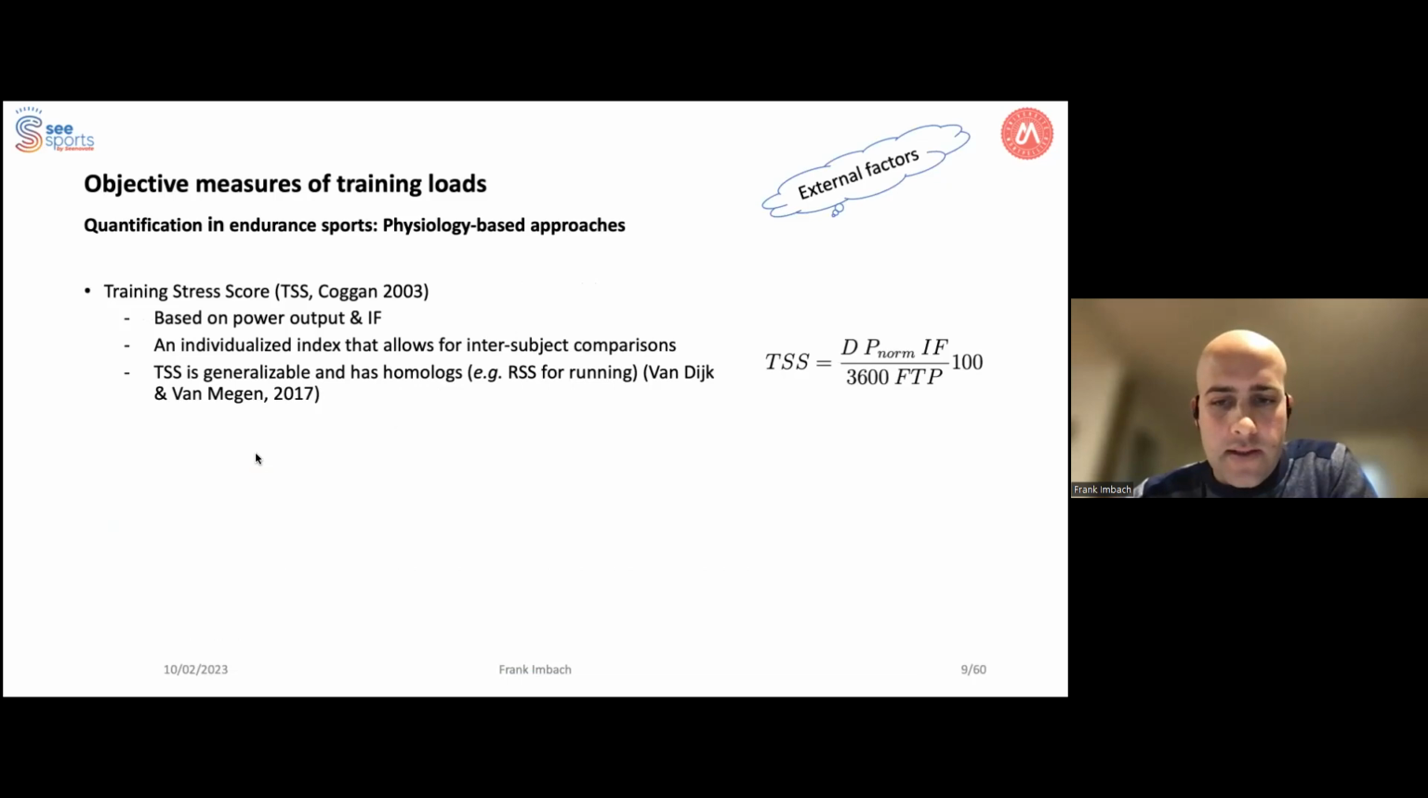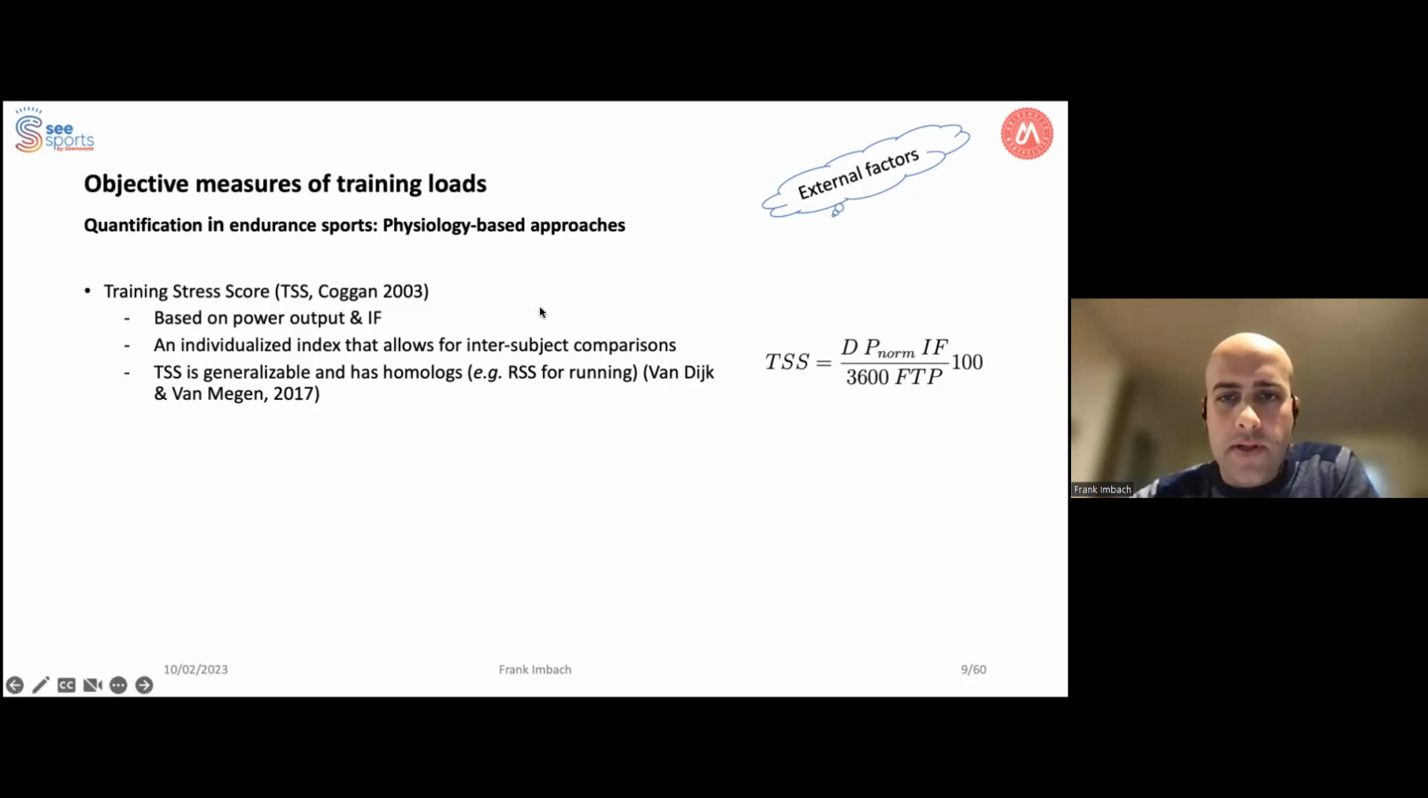Last one, if I'm right, is the training stress score. So a bit less physiology based. It is based on power output and an intensity factor, IF. It gives an individualized index that allows for inter-subject comparisons, or inter-athlete comparisons, and it is also generalizable and has homologs. For example, we have the RSS in running, and if I remember, we also have one in swimming.